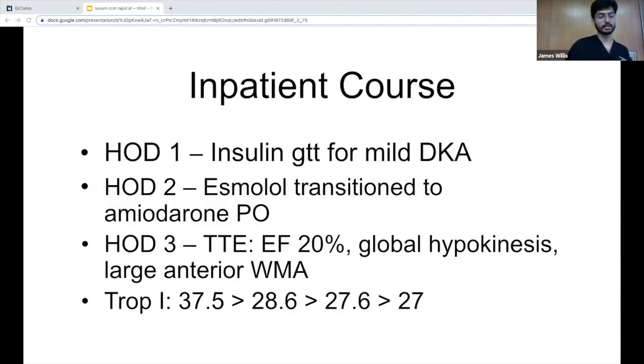And so for this patient on their inpatient course, on hospital day 1, they were started on an insulin drip for a mild DKA. Hospital day 2, the rate control was established, and they transitioned from Esmolol to a PO medication. In this case, it was amiodarone. Hospital day 3, they had an echo done that showed an EF of 20%, large anterior wall motion abnormality. You see that there's a troponin trend that's downtrending. It's like 27, that was the last one that they got.